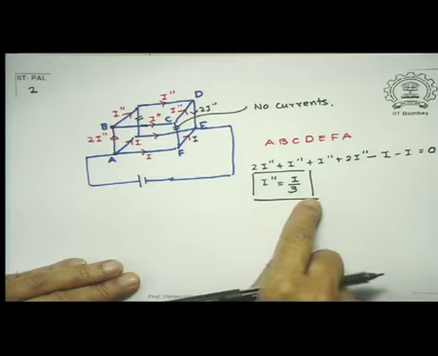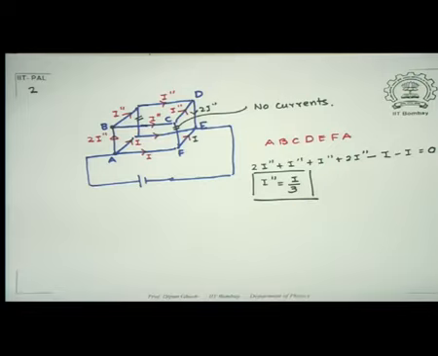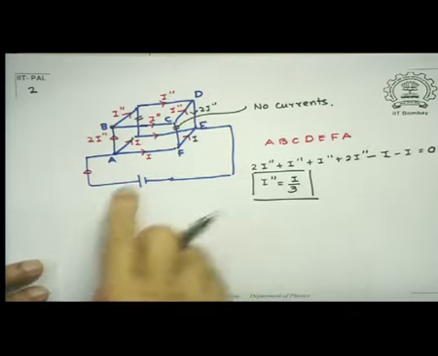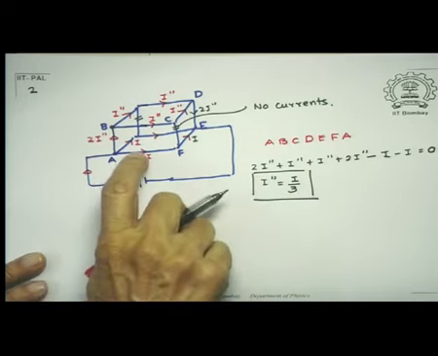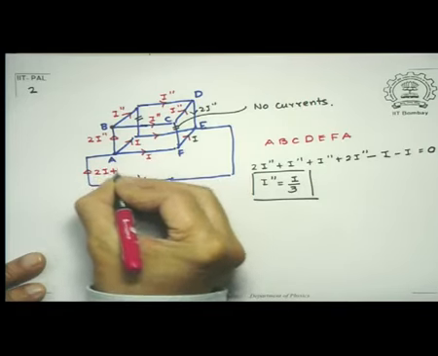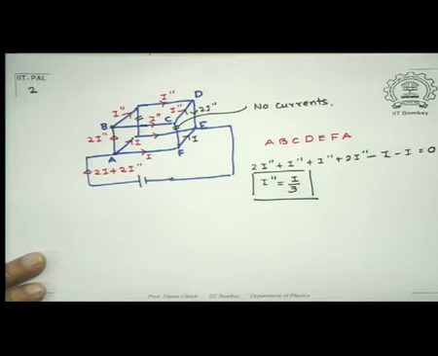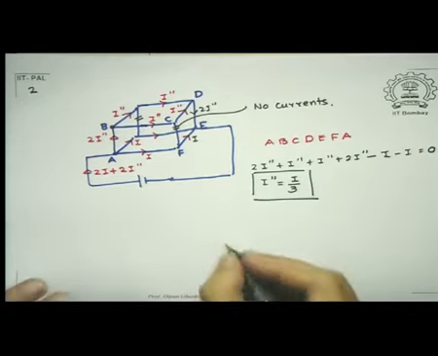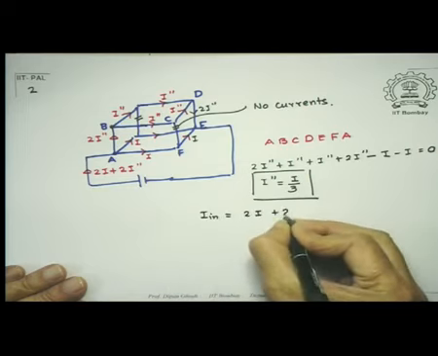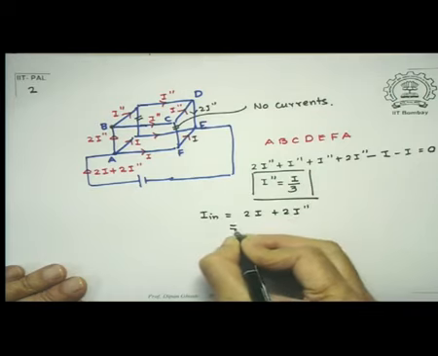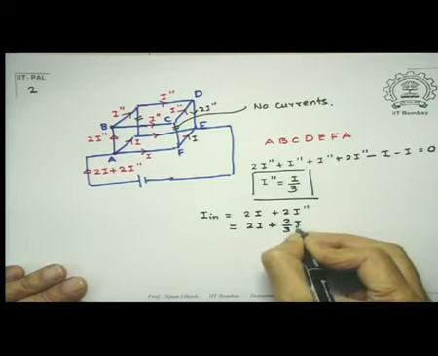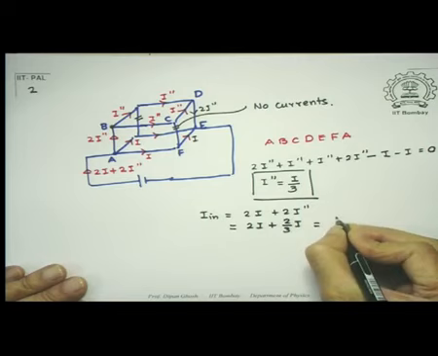So if I double prime is I by 3, let us look at what is the current that is being supplied by the battery. Now notice my battery is supplying 2I plus 2I double prime. So let's call that I in, that's 2I plus 2I double prime, and that's equal to 2I plus 2 by 3I, because I double prime is I by 3, which is equal to 8I by 3.